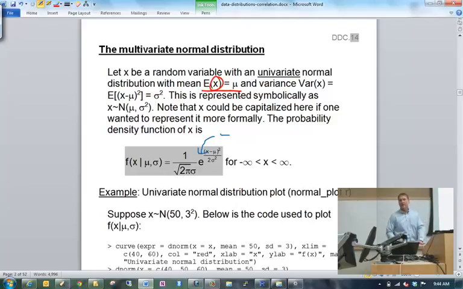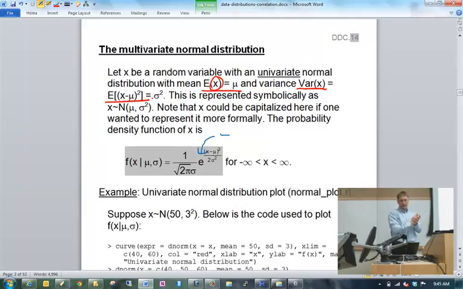So the expected value of x, let's just call it mu. The variance of x, let's call it sigma squared. It's just a notation that we're using. Of course, remember, a variance, notice I'm saying var of x, is equivalently the expected value of (x minus mu) squared. So in other words, you're looking at, on average, how much does x deviate from the mean, and we're going to square it.